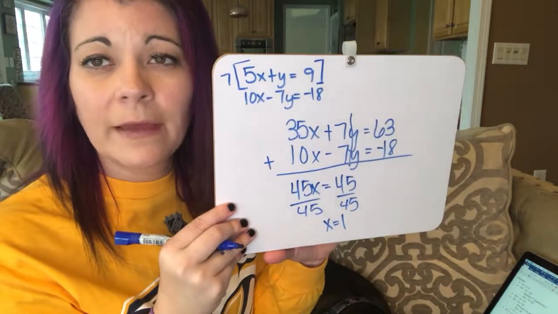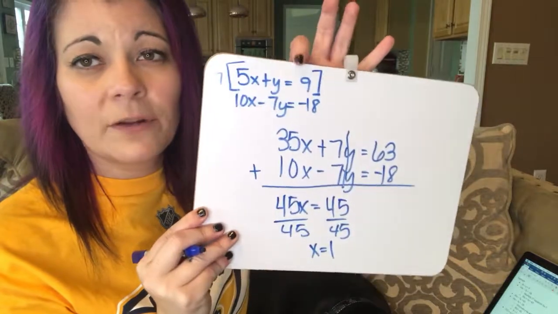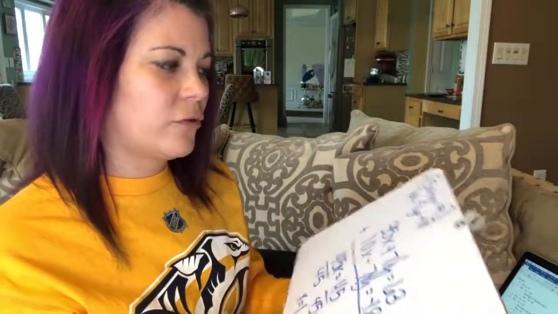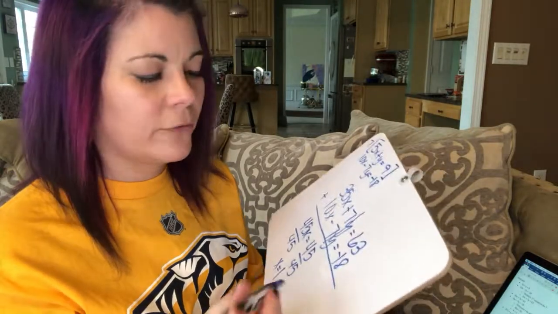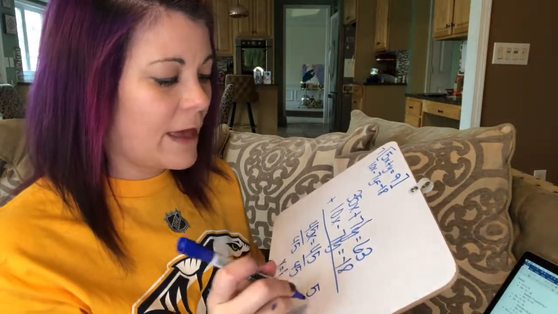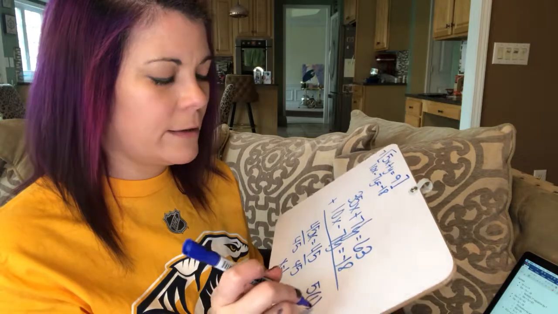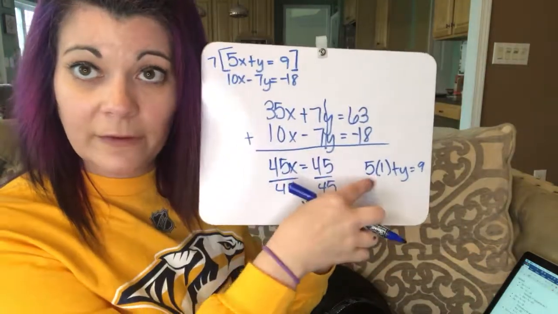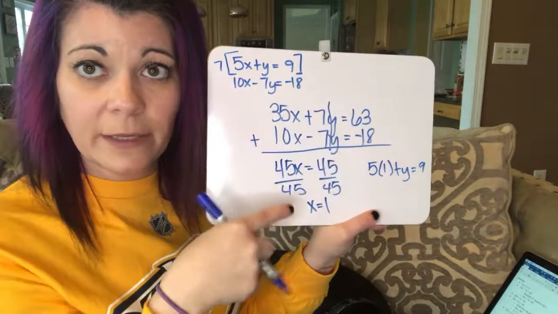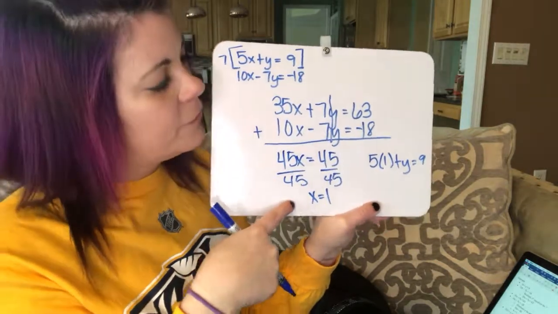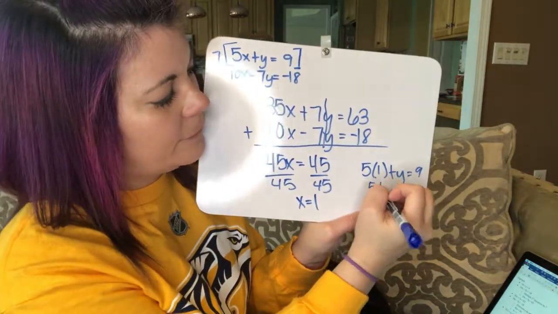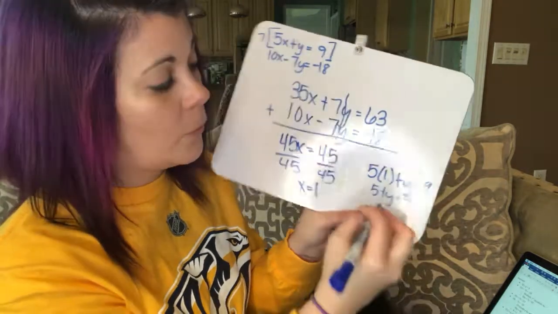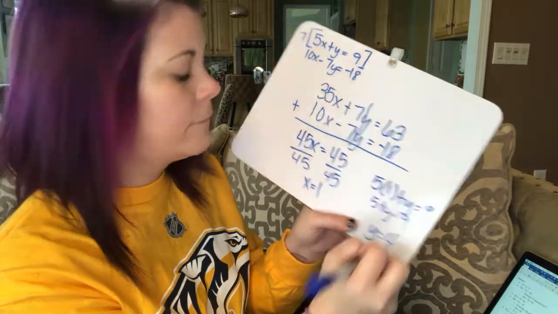Okay, so now we know that x equals 1. We want to take the original equation and plug it back in. So I'm going to plug it back into the original equation, 5x plus y equals 9. So 5 times 1, plus y equals 9. So 5 times 1 is 5, so 5 plus y equals 9. Subtract 5 from both sides, so y is going to equal 4.